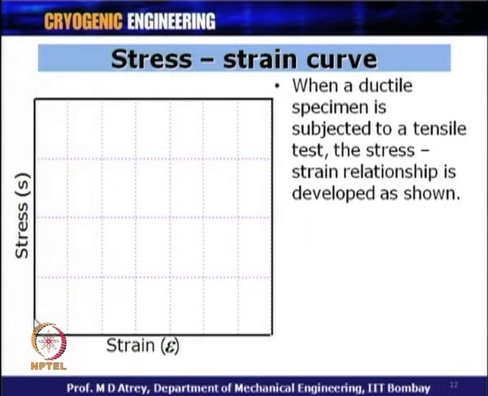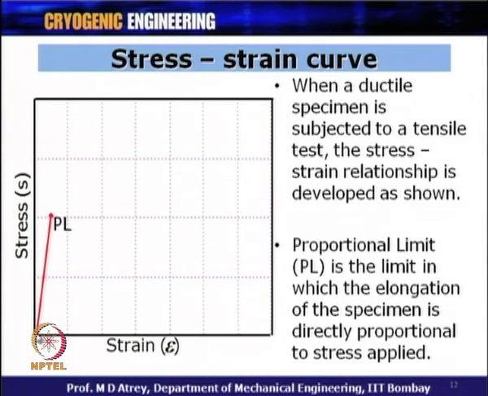once we understand the stress strain curve for any material, where the stress is kept on the y axis while the strain is kept on the x axis. Now, when a ductile specimen is subjected to a tensile test, the stress strain relationship is shown as follows. So, you can see that in this case, the stress is varying in relation with the strain, and the variation is linear. Or we can say that the stress is directly proportional to strain in this case.